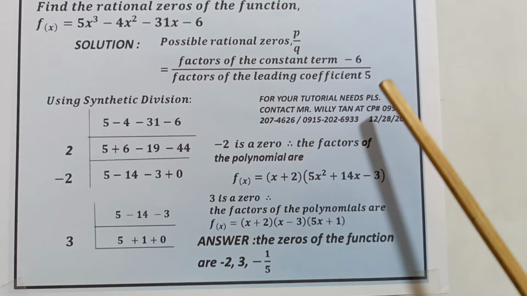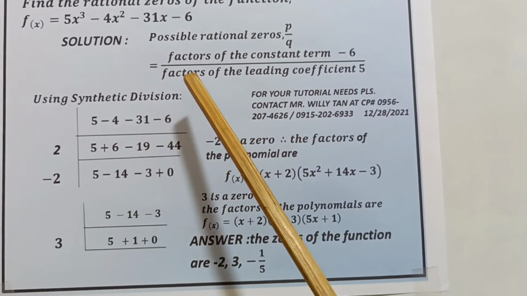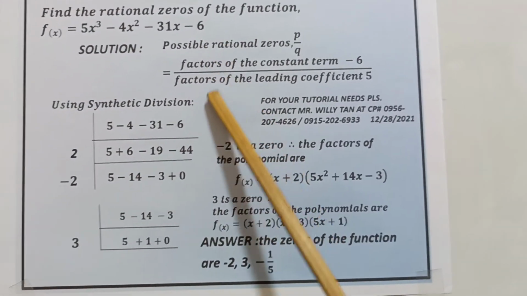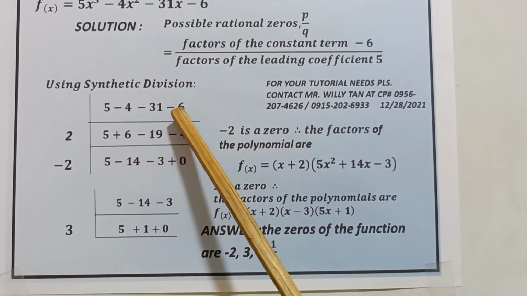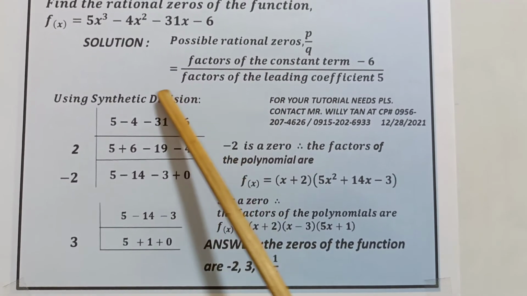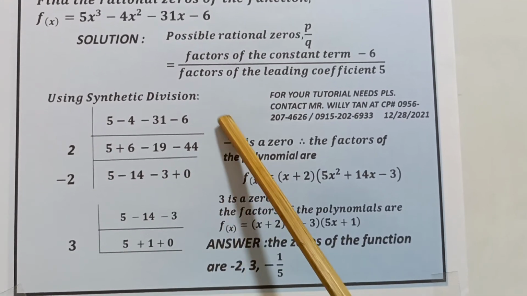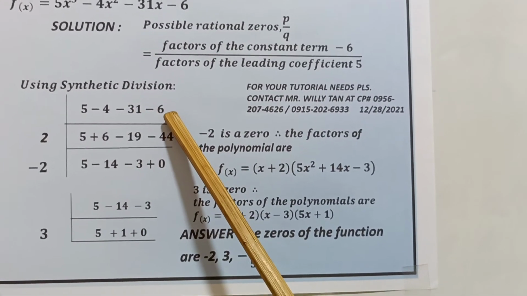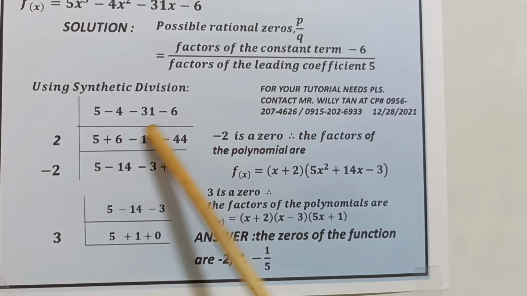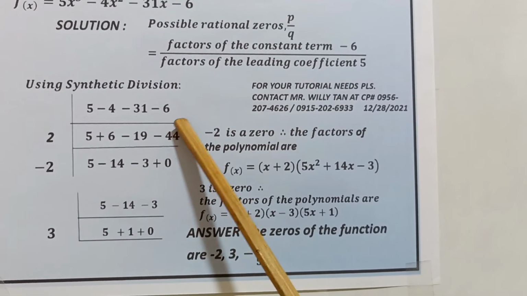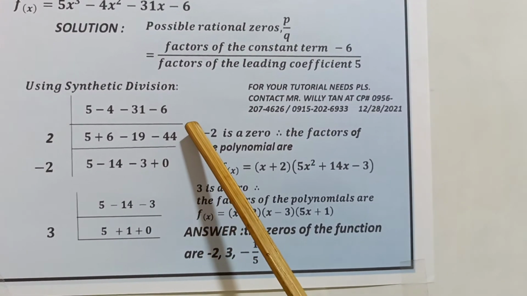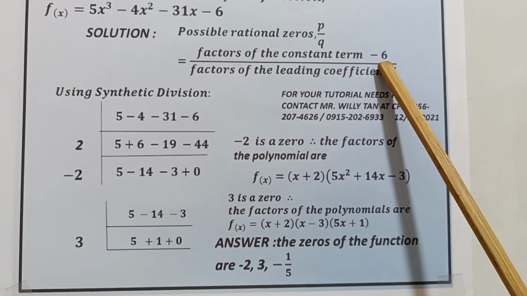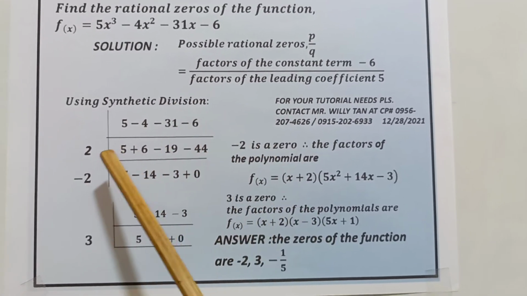So, again, we're going to make use of synthetic division. We copy the coefficients of each term here: 5, -4, -31, -6. And on this particular problem, we're going to solve for the roots mentally. Upon writing the coefficients, we choose from the factors of the constant term 6. So let's try 2.